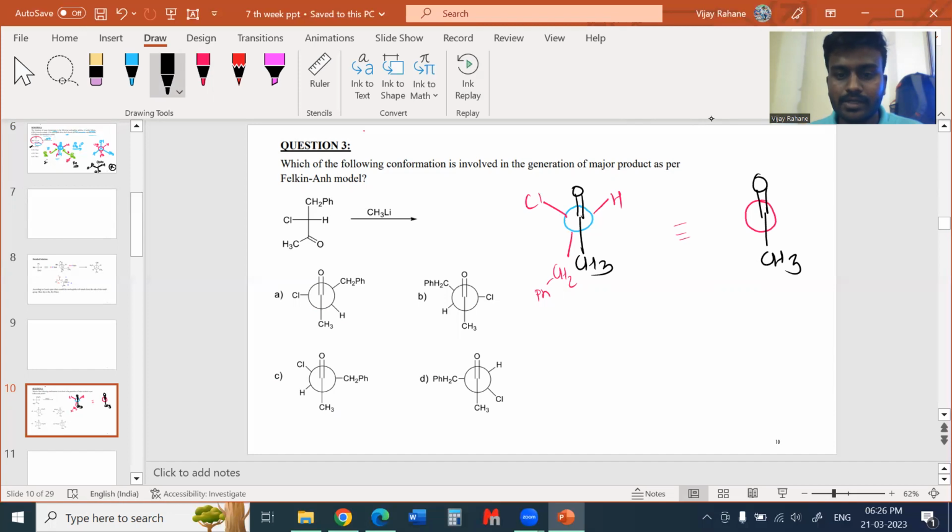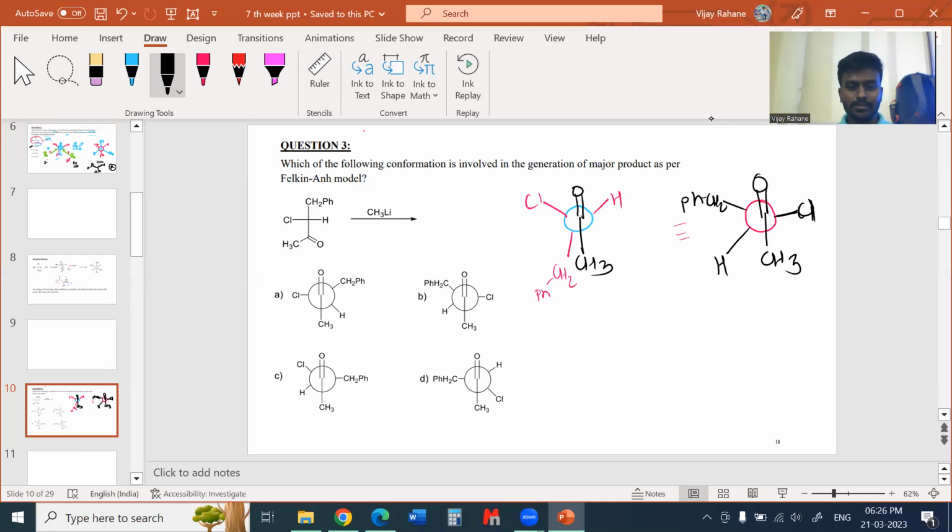we need to turn this to perpendicular, so the chlorine will be here, and the remaining two groups will be CH2Ph, and here will be hydrogen. So this one will be the structure of this conformation in the Felkin-Anh model. And in this one, if the attack of this methyl group takes place from this side of hydrogen in this Felkin-Anh model, then this is the product.